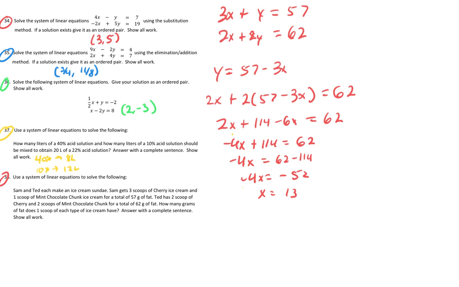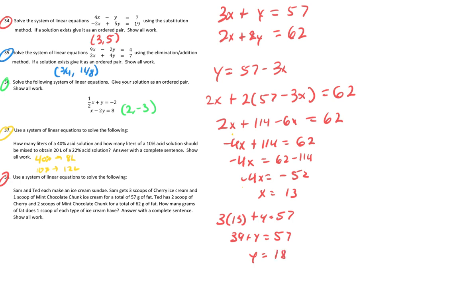Plug it back into either equation. We'll do 3 times 13 plus y is equal to 57. 39 plus y. That should be a 57. So that means y is equal to 18.